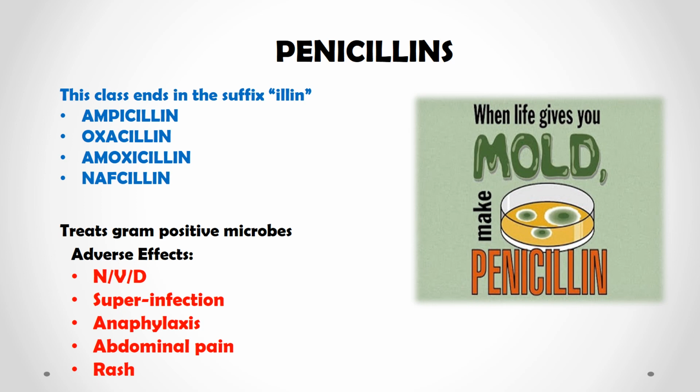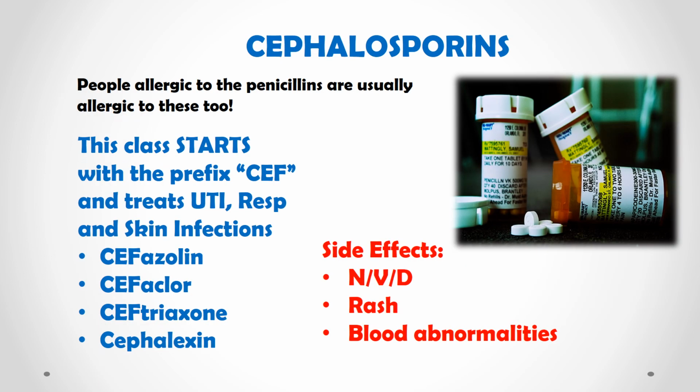Adverse effects of the penicillins include nausea, vomiting, diarrhea, superinfection, abdominal pain, rash, anaphylaxis, and even anemia.